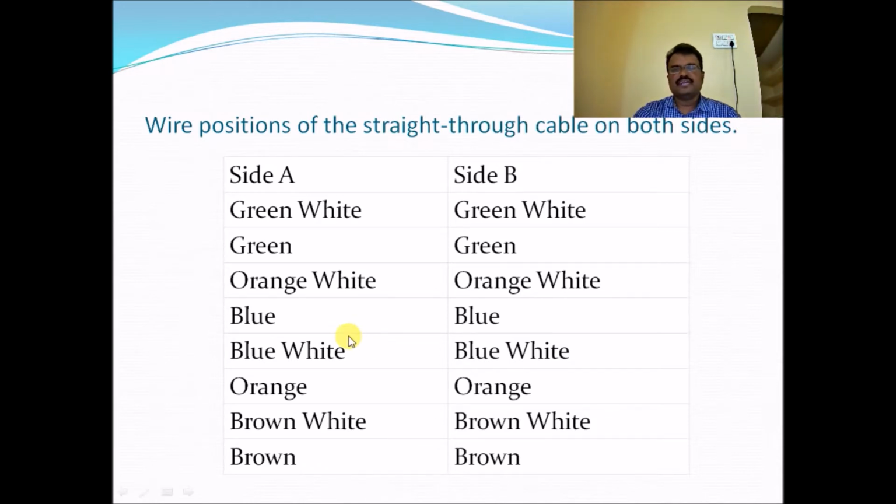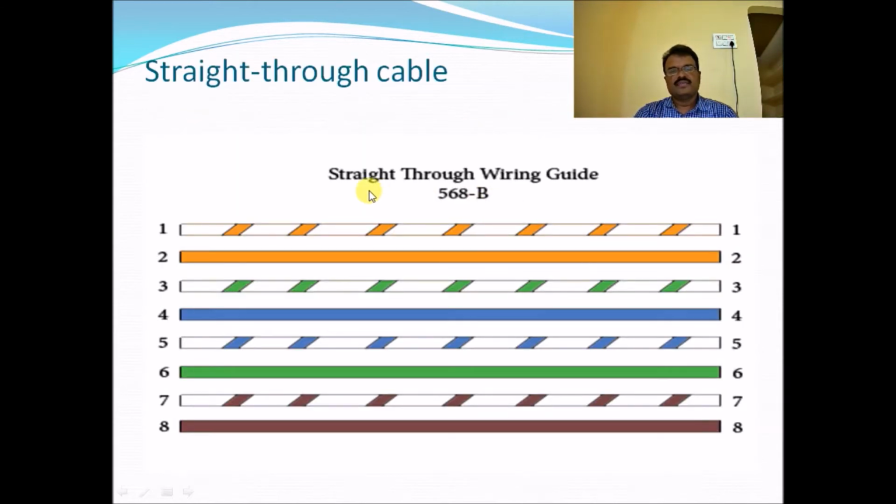So if we see the arrangement of wires here, we have white green, then green, then we have to put white orange, then blue and white blue, then orange, white brown and brown. In side B also, we use the same arrangement: white green and green, white orange, blue, white blue, orange, white brown and brown. So in both sides we are using the same arrangement of wires. Here in the straight through cable wiring, it is called 568B.